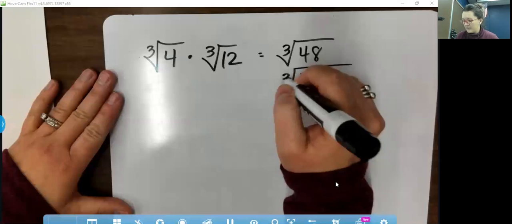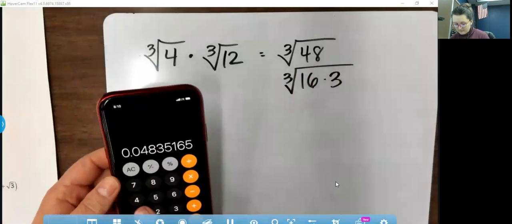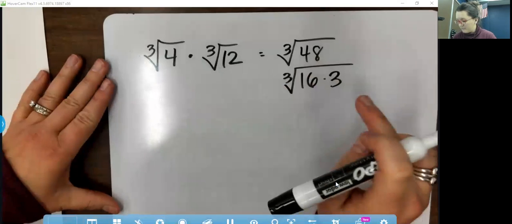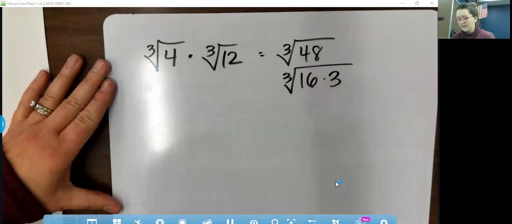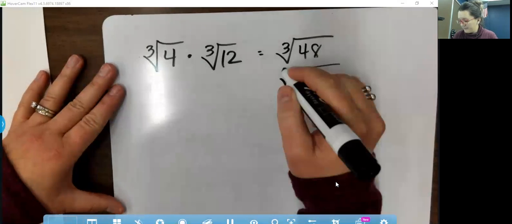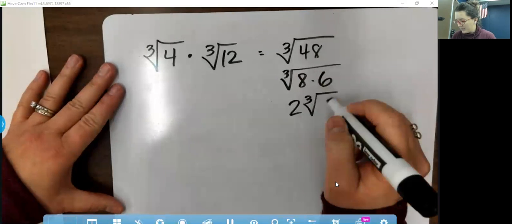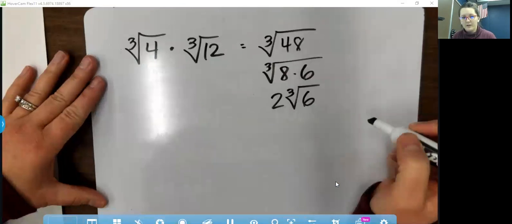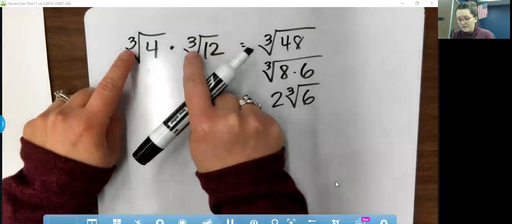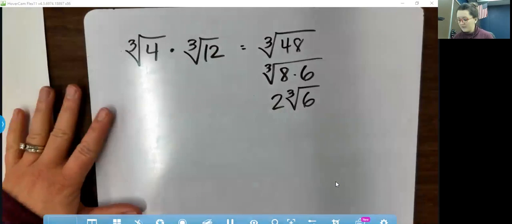The cubed root of 16 times 3. I'm going to check my math. 48 divided by 16, yeah, 3. All right. No, it's 8, isn't it? That's a cubed root, it's 8. 8 and 6. Duh. All right, so the cubed root of 8 is 2 times the cubed root of 6. So we'll just simplify from there. So when you're multiplying, remember, your roots need to be the same, right?